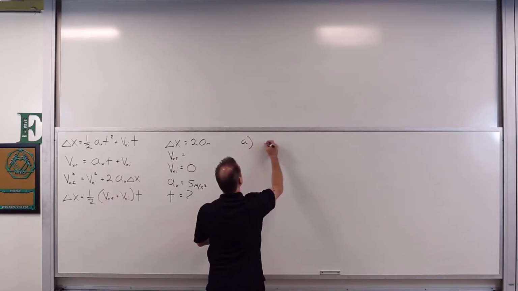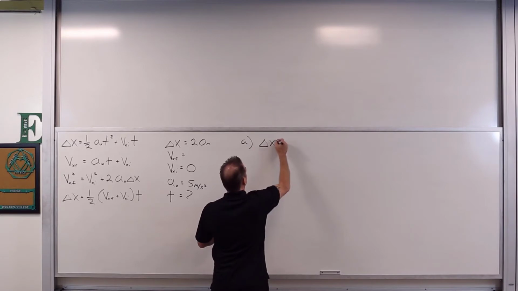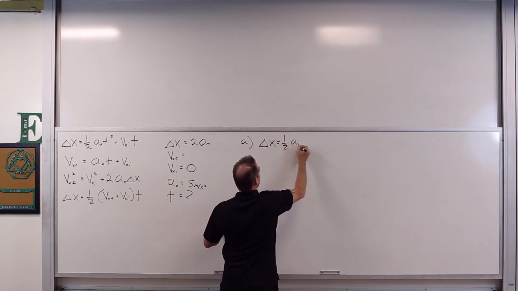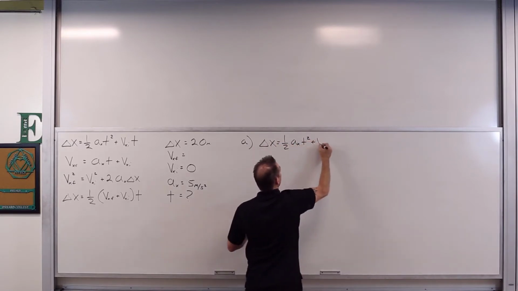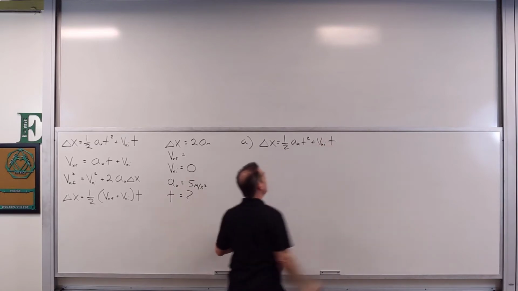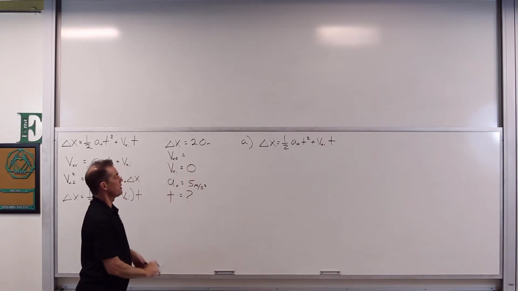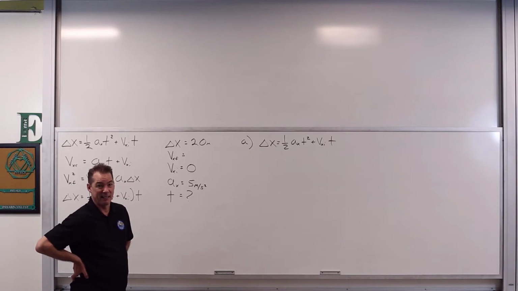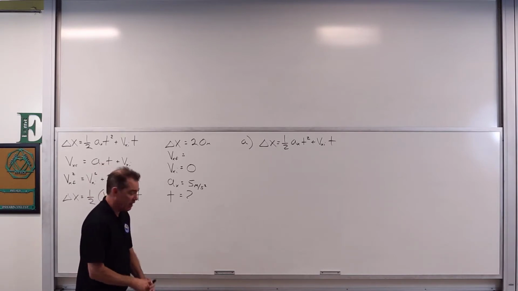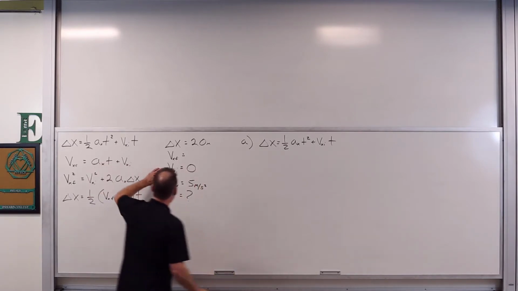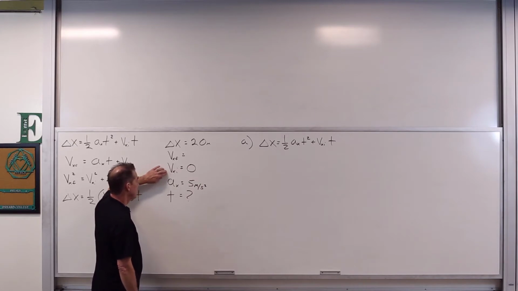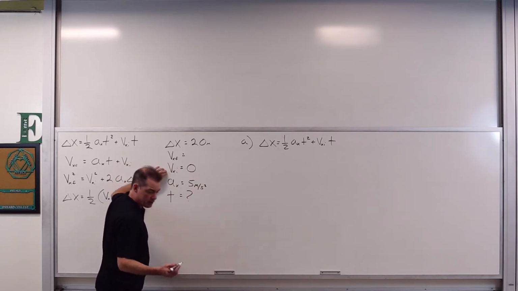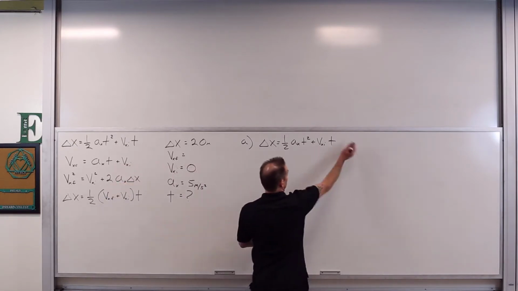So we go ahead and say that we've got, again, delta x is equal to 1/2 a sub x t squared plus vxi times t. That's our starting expression, and then we've got to go ahead and start manipulating things a little bit. Before we do that though, zeros are always nice because they can eliminate an entire term. We're told, again, initial velocity is 0. It's initially at rest. So this term right here goes to 0.